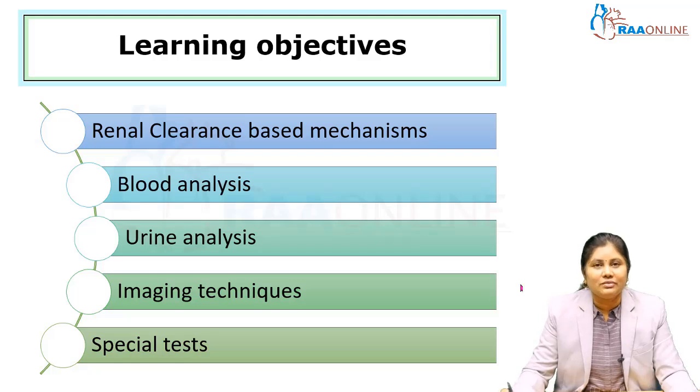This session will be covering renal clearance based mechanisms for assessing kidney functions. Apart from that, we'll be seeing about other tests like blood analysis. What are the blood tests, blood investigations that we are going to employ for identifying the renal diseases. Similarly, urine analysis, certain imaging techniques, and some other special tests that are used to assess the renal functions.